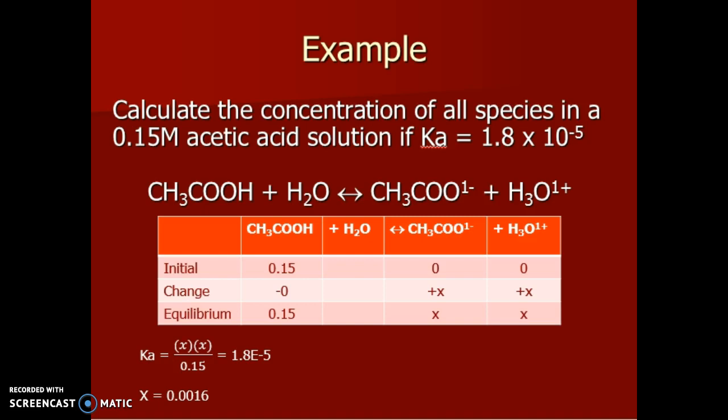So do yourself a favor, after every single one of these problems, make a second little table of all of the concentrations present there. Kind of something that looks like this. So our acetic acid concentration remains unchanged at 0.15 molar, but our acetate and our hydronium ion are equal to each other at 0.0016 molar.